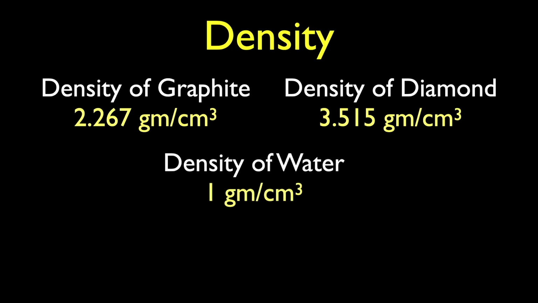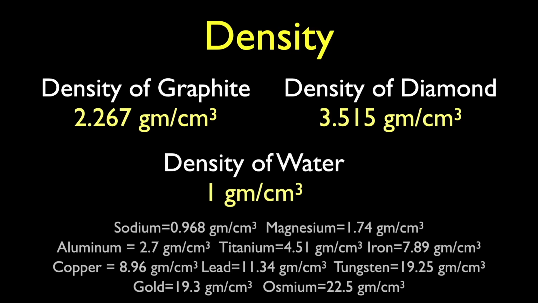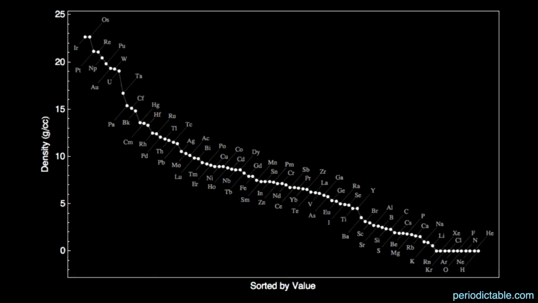Remember that the density of water is 1 gram per cubic centimeter, and I've put up a few more densities here for you. Graphite is slightly less dense than aluminum, and diamond is slightly more dense. Here's a graph of the elements from highest density to lowest density.